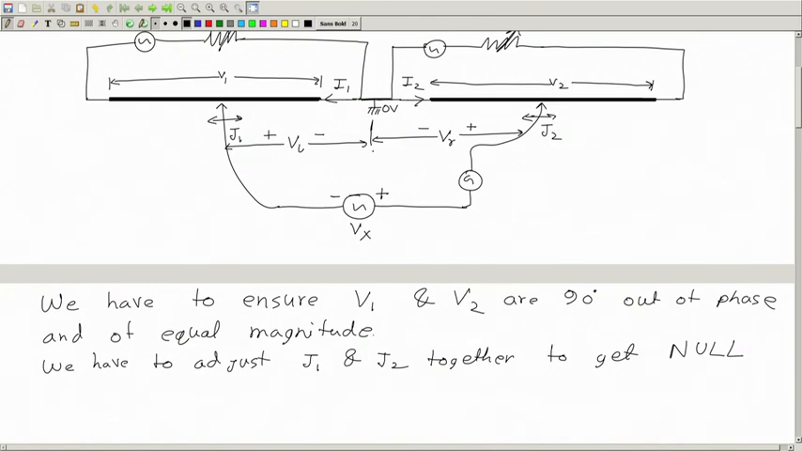Okay, so then we can write, applying KVL starting from here. So we have VR. Okay, so this is KVL. VR, then minus VX, and then minus VL. This is equal to 0. Right? VR rise, VX drop, VL drop. So VR minus VX minus VL equal to 0. So then this implies VX is equal to VR minus VL. Okay, VR minus VL. Now, what is VL?